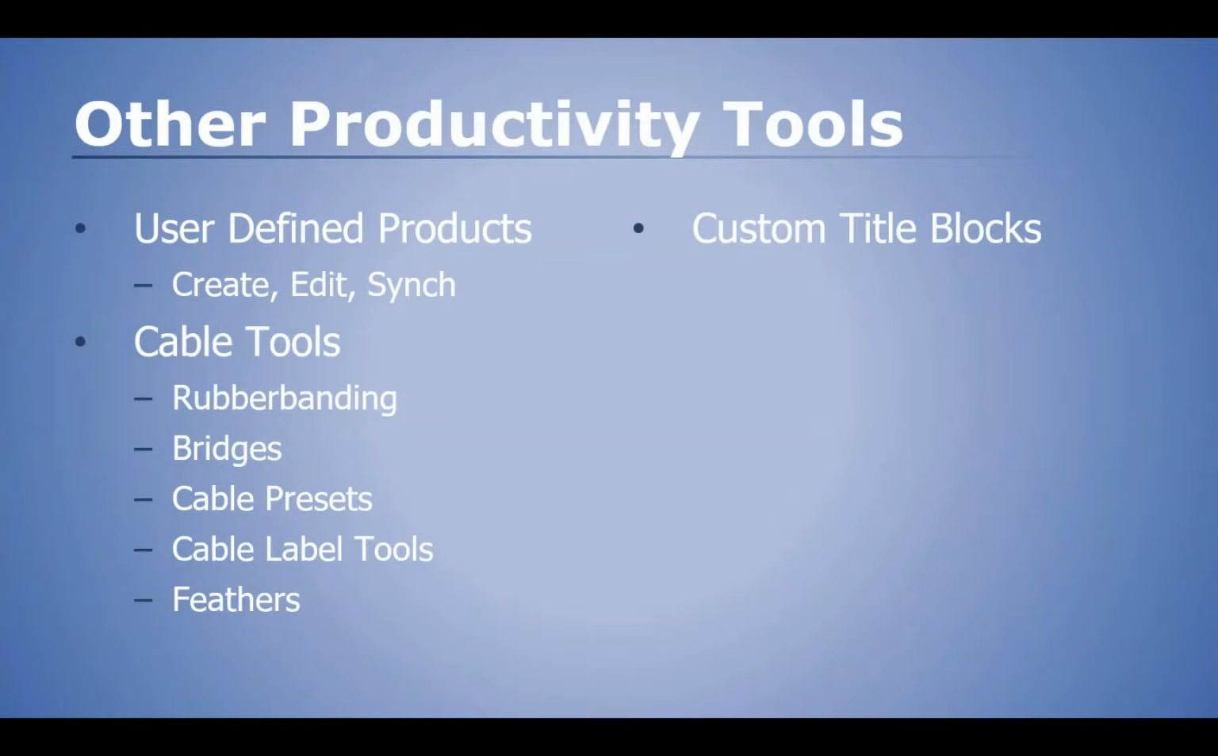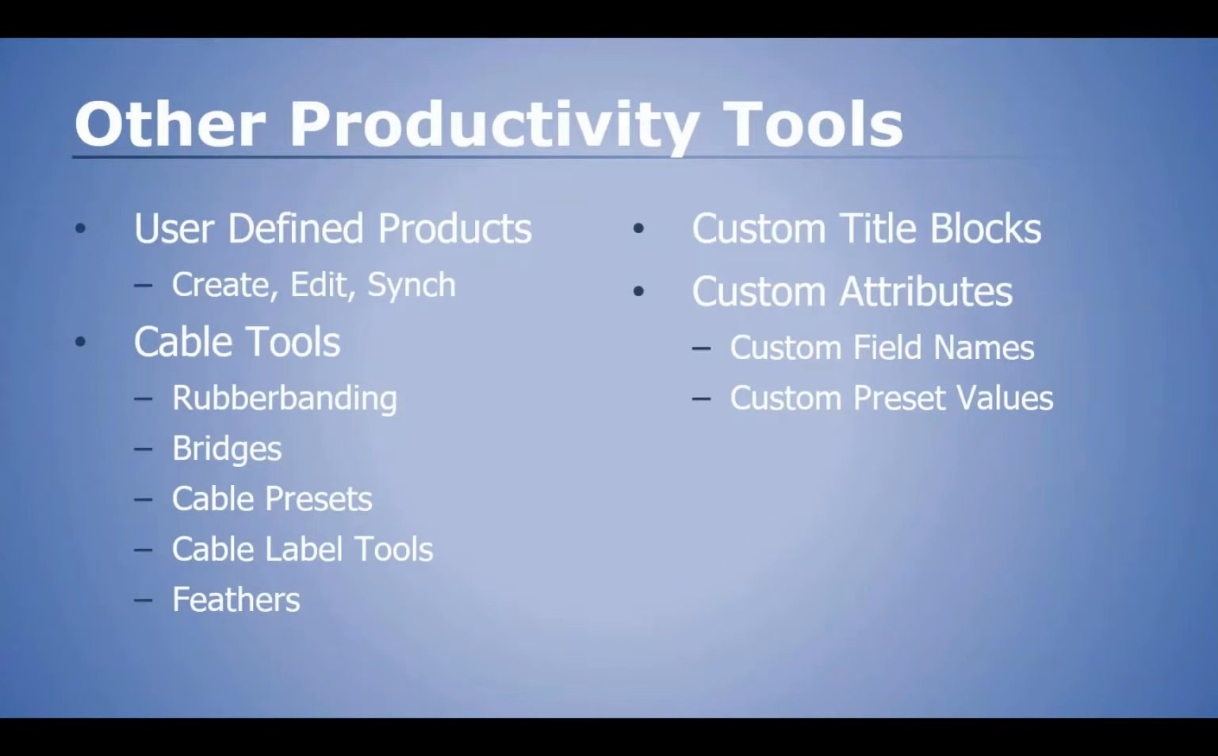For title blocks, so those are the borders that go around your drawings that include things like the drawing name and number, what it's been issued for, we have a very neat custom title block solution. I've spoken about attributes, the fact that you can customize the attribute interface and create your own field names and placeholders, and also set your own default attribute preset values.